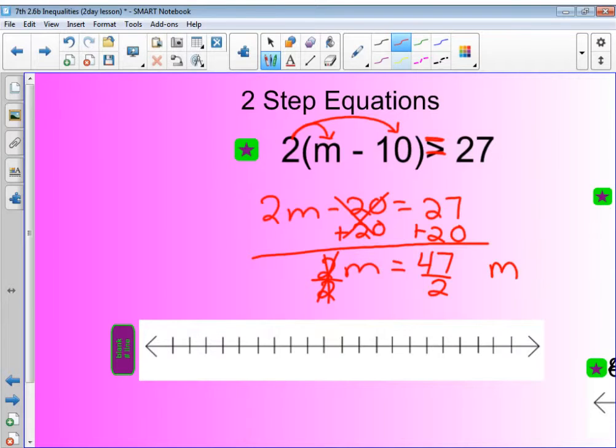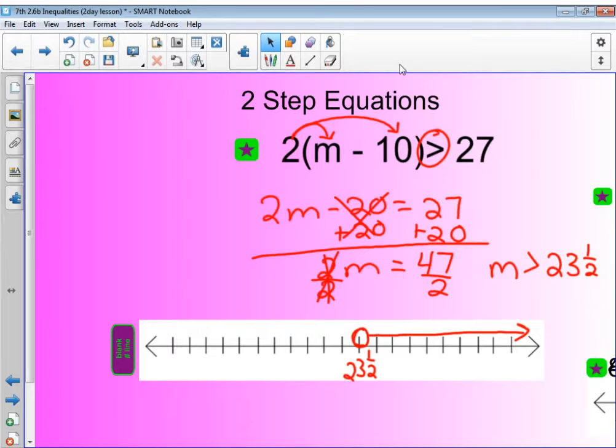So m is greater than, because that's what my original inequality symbol was, 23 and a half. And if you would rather use the decimal form, that's okay. So here's 23 and a half. And an open circle, m is bigger, or it's the one being eaten, greater than. So my arrow would go that direction.